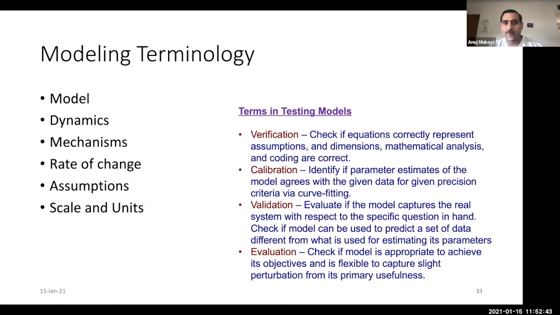I will also talk about some terminology that we commonly use. Model, we have already talked about. Mechanisms, we have already talked about. Assumptions, we have already talked about. Scale and units, but we haven't talked about dynamics.